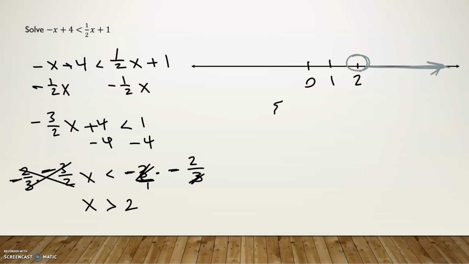In set builder notation, x such that x is greater than 2. Or in interval notation, we start at 2 and go up to positive infinity. I'm going to have parentheses for both of those. You always have parentheses for your infinities, whether positive or negative. But because I don't have an equal sign right here, I'm going to have parentheses for the 2 as well.